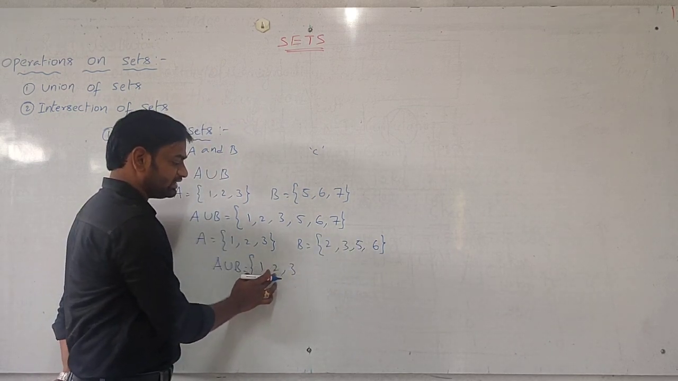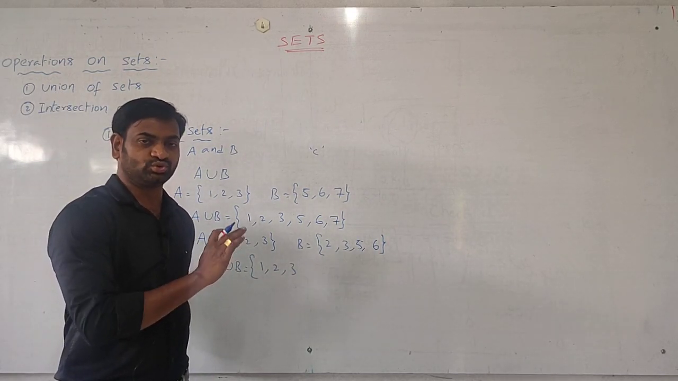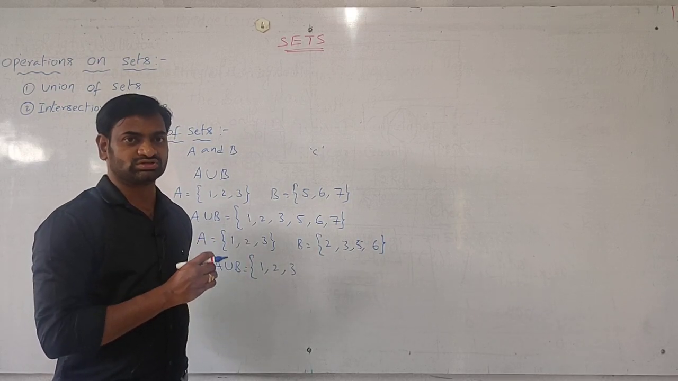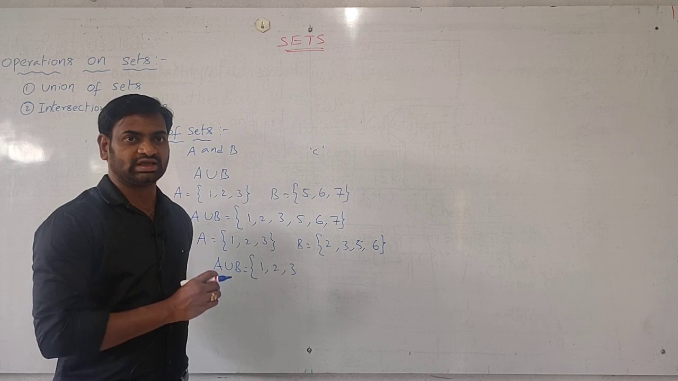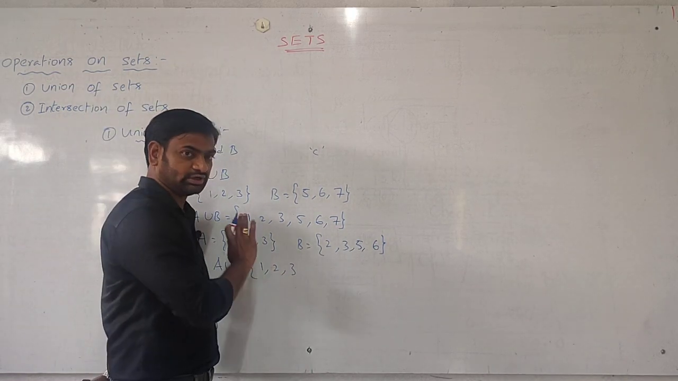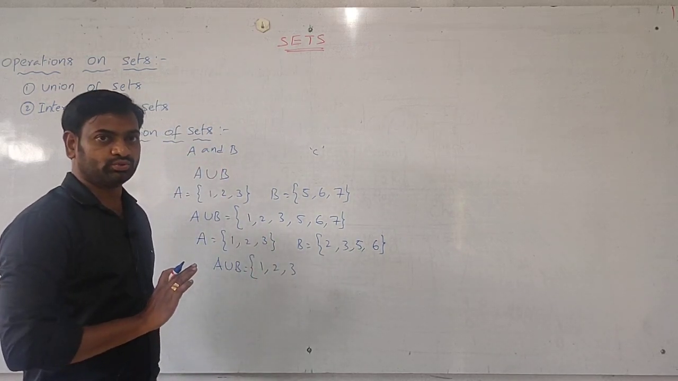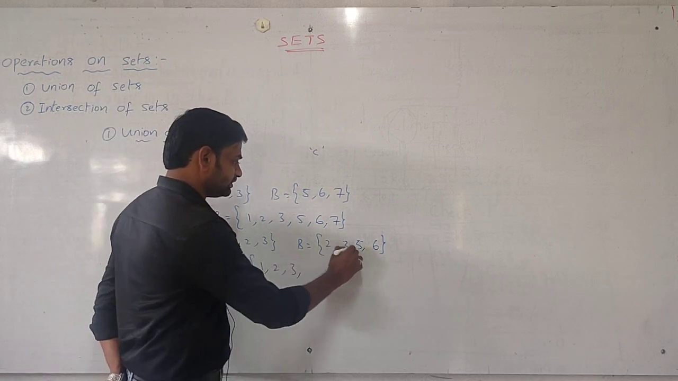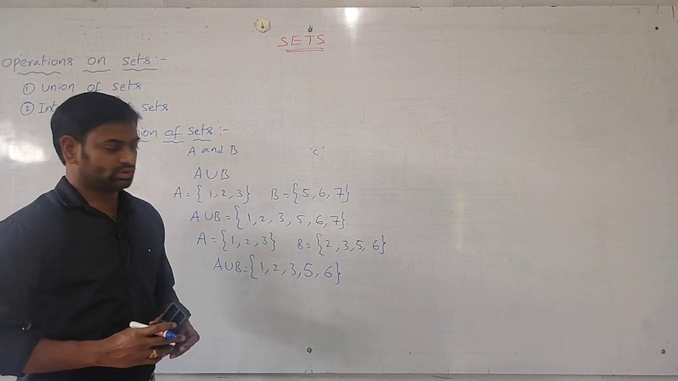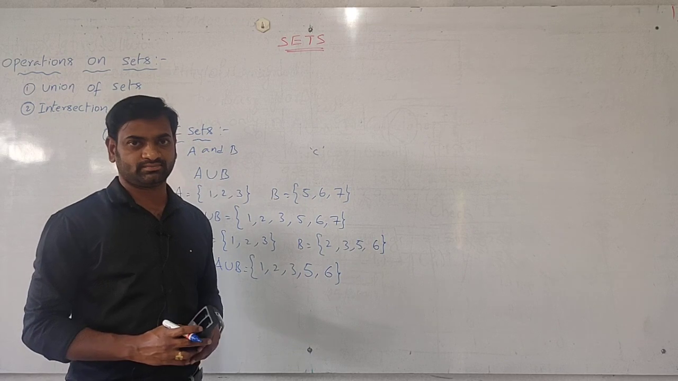But here 2 is already there. 2 I already wrote, so don't repeat it again, because when we are writing in roster form, there is no need to repeat elements again and again. Next, 3 is also there, I wrote it already. Don't write it again. The remaining ones are 5 and 6. So all the elements of A as well as B.